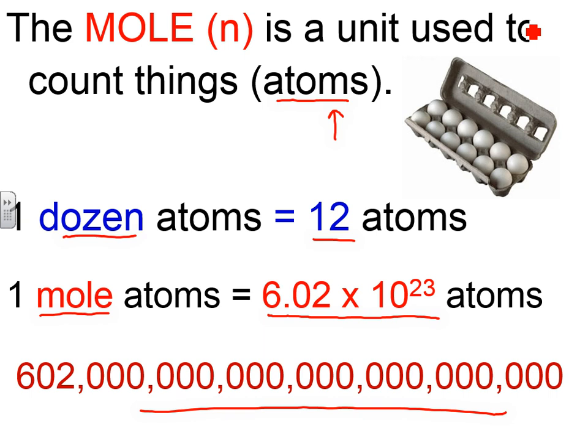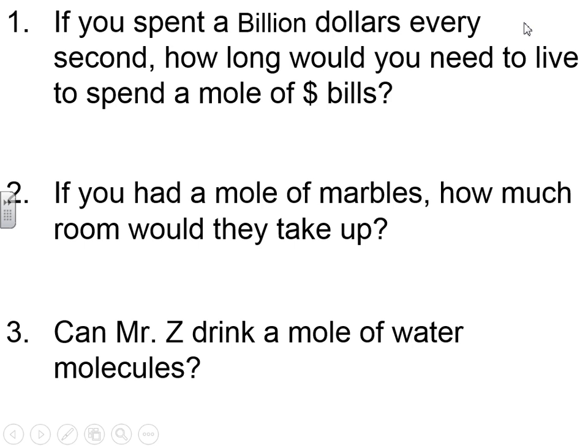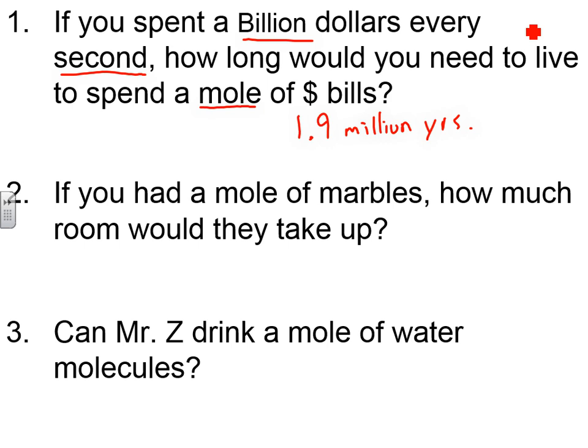Now, to help you visualize how big this number is, we can try to visualize a few concepts. Say you had a mole of dollar bills, and you got to spend 1 billion of them every single second. How long would it take you to spend the whole mole of dollar bills? The answer is pretty astounding. It would take you 1.9 million years. Now that's spending 1 billion every second. So you would be buying an island or two probably every second, and you'll run out of islands on Earth pretty quick. So it's pretty astounding.